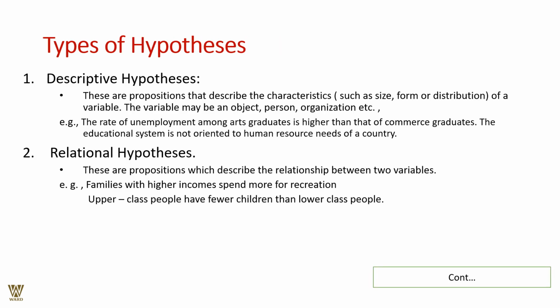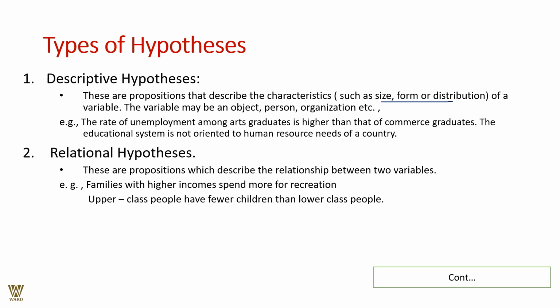So descriptive hypotheses are those that describe a characteristic, let's say the size, the form, or the distribution. The variable may be an object, person, or organization. Example: the rate of unemployment among arts graduates is much higher than that of commerce graduates. The educational system is not oriented to the human resource needs of the country. This is one of the hypotheses, as in arts or humanities graduates are not more employable than commerce graduates. In fact, I should say commerce graduates are more employable. So this is a descriptive hypothesis.